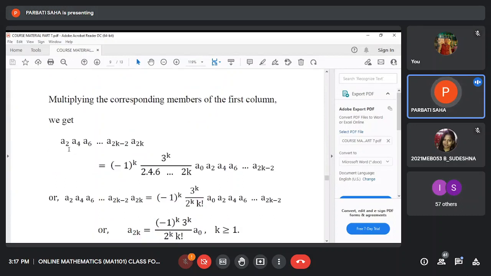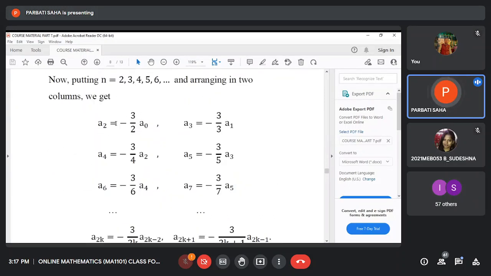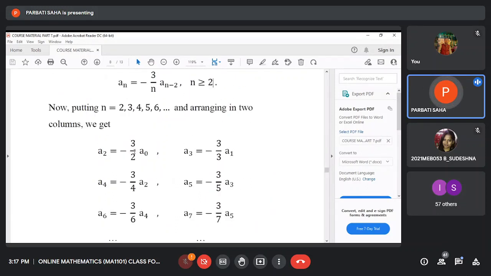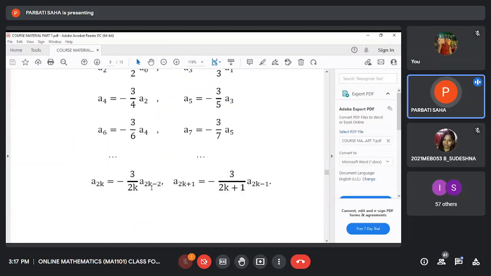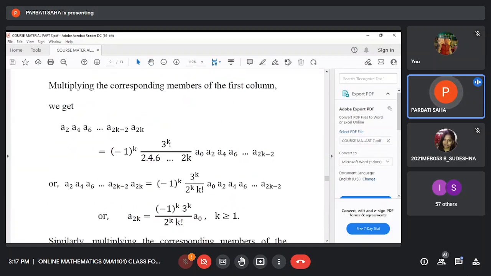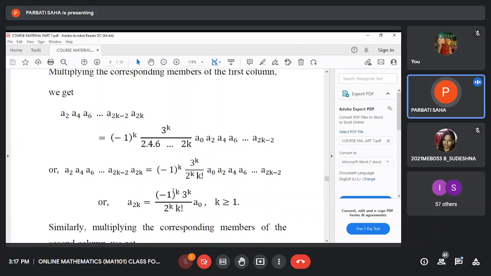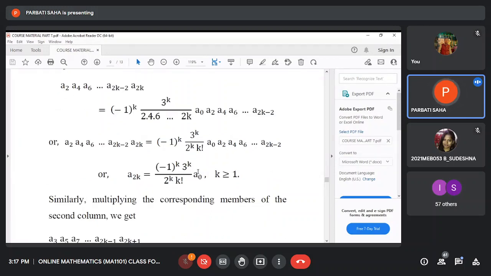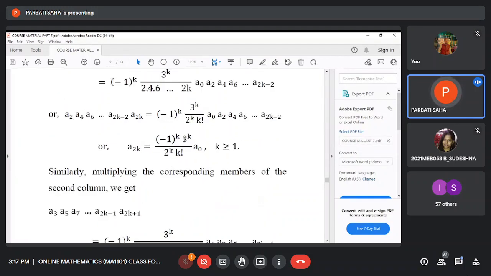Then what we get, you see, on the left it will be A2 into A4 into A6 up to A2k, and on the right this minus 3 by 2 into A0 minus 3 by 4 A2, like this. So finally you will get this, and after that A2 A4 A6 up to A2k minus 2 will be cancelled from both sides, and then you will get A2k equals this. Okay, just to simplify this.